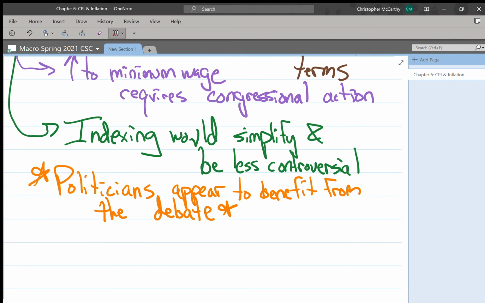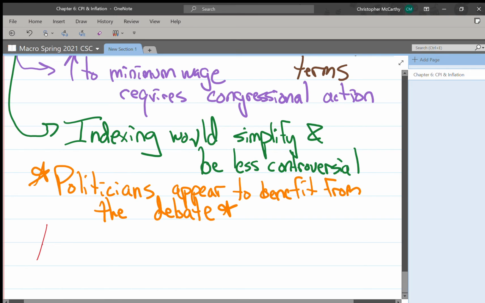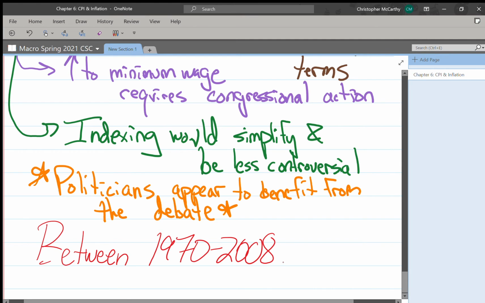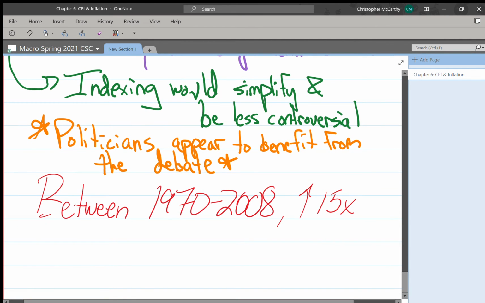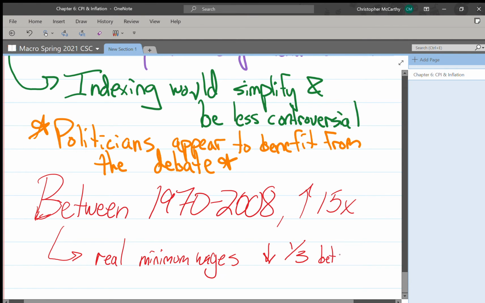But we have seen the minimum wage increase over time. So the minimum wage has increased 15 times between 1970 and 2008, by different amounts. And when we actually index it and we look at the real minimum wage, the real minimum wage has decreased by about 1/3 during that same period. So despite the fact that there have been some increases, they've been too few and far between, and the actual purchasing power of the minimum wage has gone down by quite a bit.